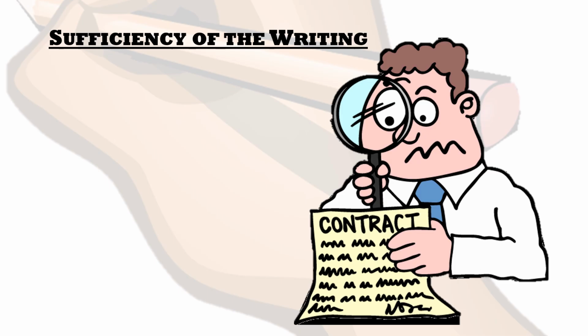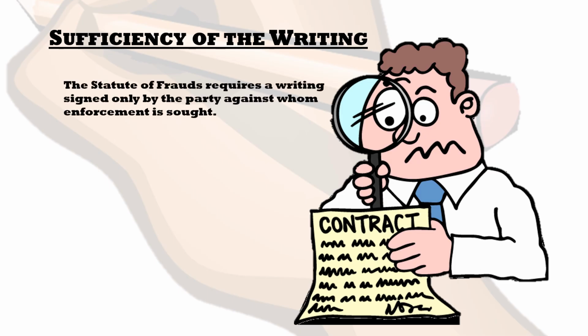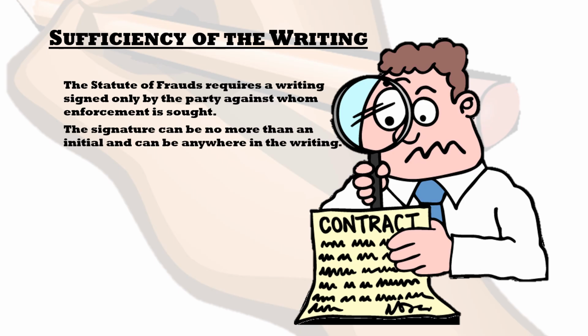Sufficiency of a writing. What must be in a writing? The statute of frauds requires a writing signed by only the party against whom enforcement is sought. So both parties don't have to sign a contract. One of the things that you may have noticed if you've ever rented a car is when they give you the lease agreement, you sign it, the agent does not, right? If you do anything to the car, what will they do? They will sue you to enforce the contract. You signed it, so you're stuck. The signature can be no more than an initial, and the initial can be anywhere on the writing.